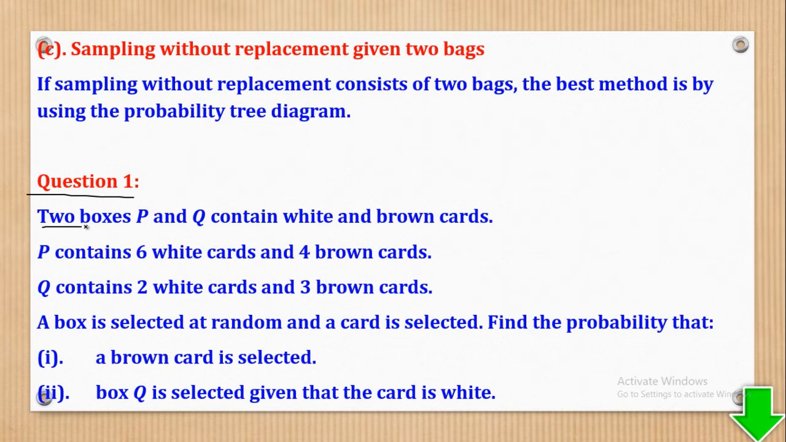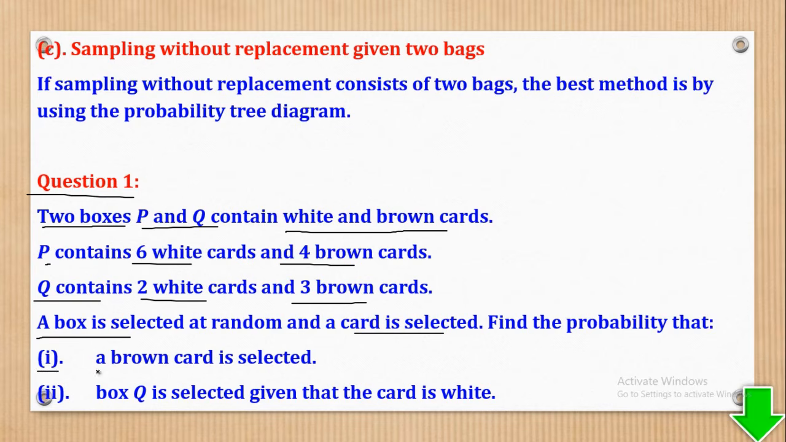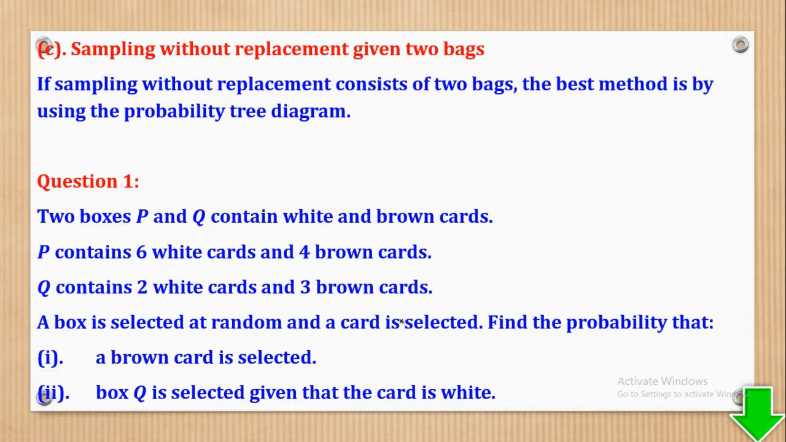So question 1 says 2 boxes P and Q contain white and brown cards. P contains 6 white cards and 4 brown cards. Q contains 2 white cards and 3 brown cards. A box is selected at random and a card is selected. Find the probability that Roman 1, a brown card is selected, and Roman 2, box 2 is selected, given that the card is white. Note this word given. It means that there is a conditional probability somewhere.